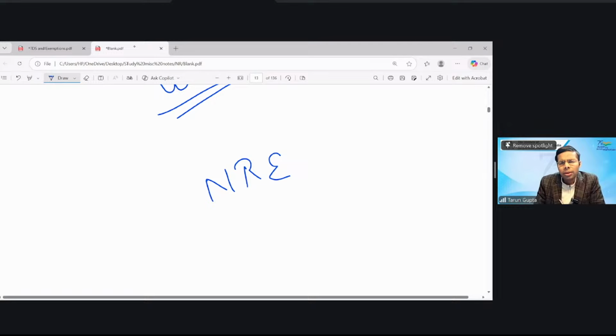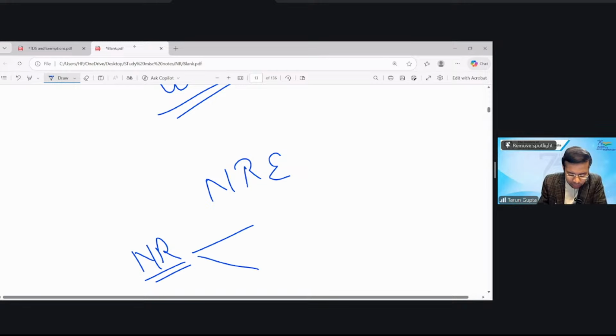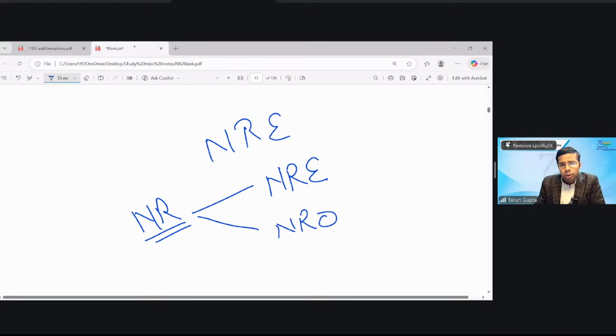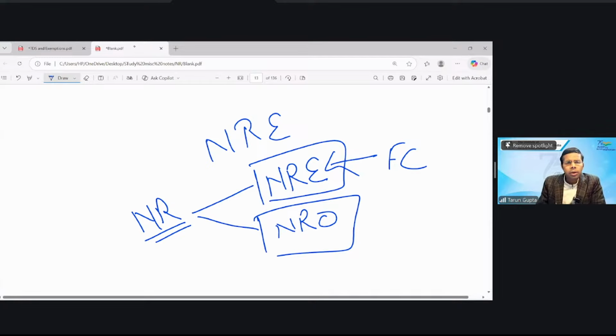What is this account? See, if you are a non-resident, then you can have two types of account in India: NRE, NRO. Your normal savings accounts are converted into NRE or NRO accounts. But the difference is that in case of NRE account, only foreign currency can be deposited. Money from a foreign country can be deposited. NRO is like your normal savings account.